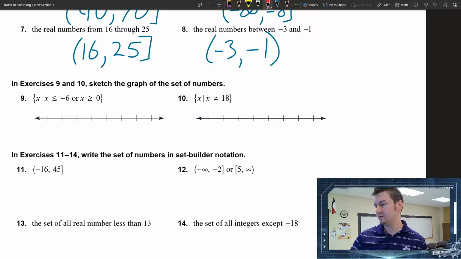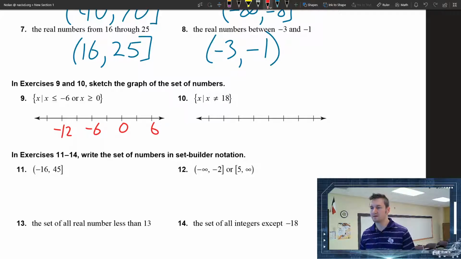Let's do this as 0. Let's do this as -6. All right, so this would be -12. This over here would be 6. Now, we want all the numbers less than or equal to -6. So we're going to fill it in at -6.